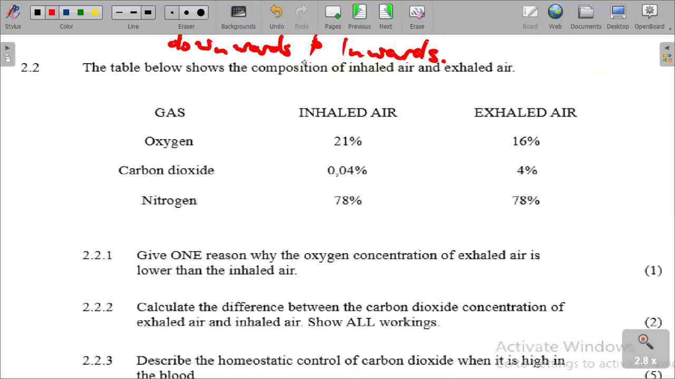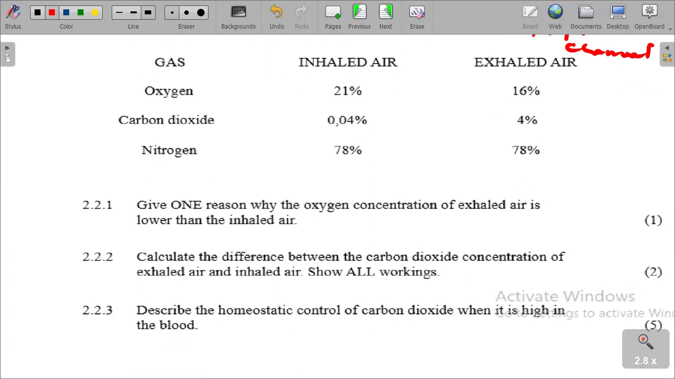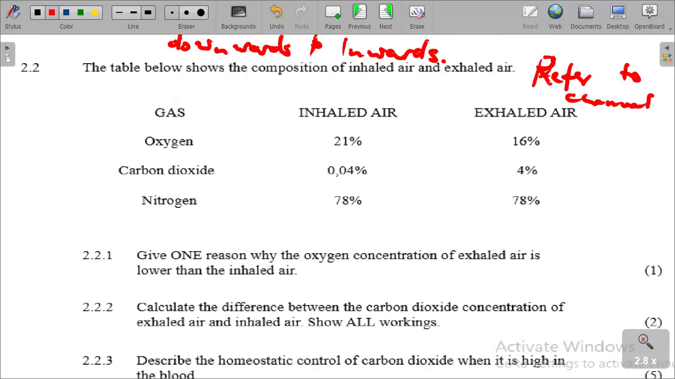The table below shows the composition of inhaled air and exhaled air. Refer to the channel also on this. We are given the various compositions of inhaled and exhaled gases, in terms of their variations, how much oxygen and carbon dioxide is within inhaled and exhaled air.